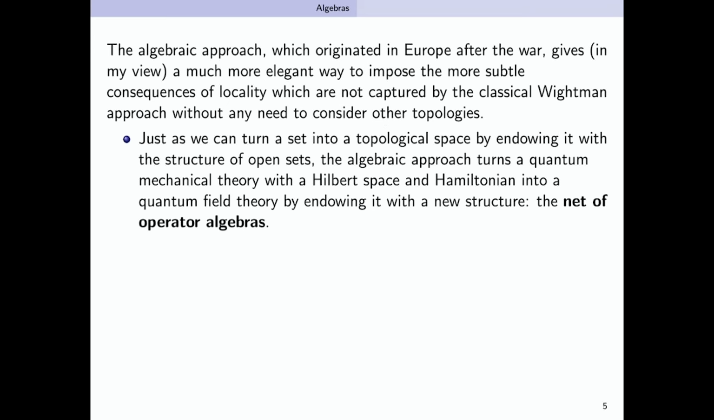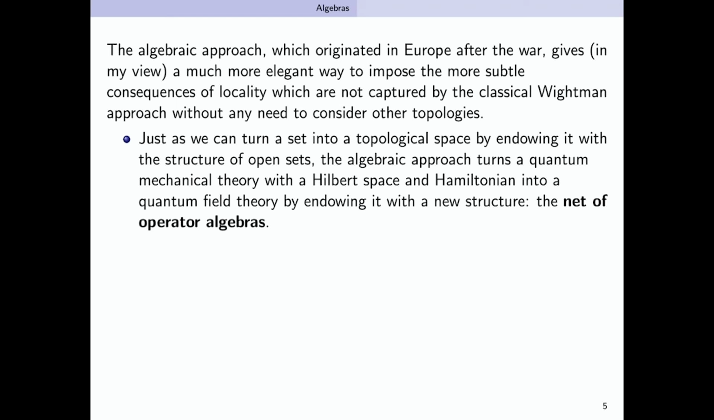So here's how I think about it. Just as we can turn a set into a topological space by giving it some additional structure, the structure of saying which are the open sets, we can take a quantum mechanics theory. A quantum mechanics theory comes with a Hilbert space and a Hamiltonian, and that's it, okay? But we can give it some additional structure, which a general quantum mechanics system wouldn't have, which is the net of operator algebras.